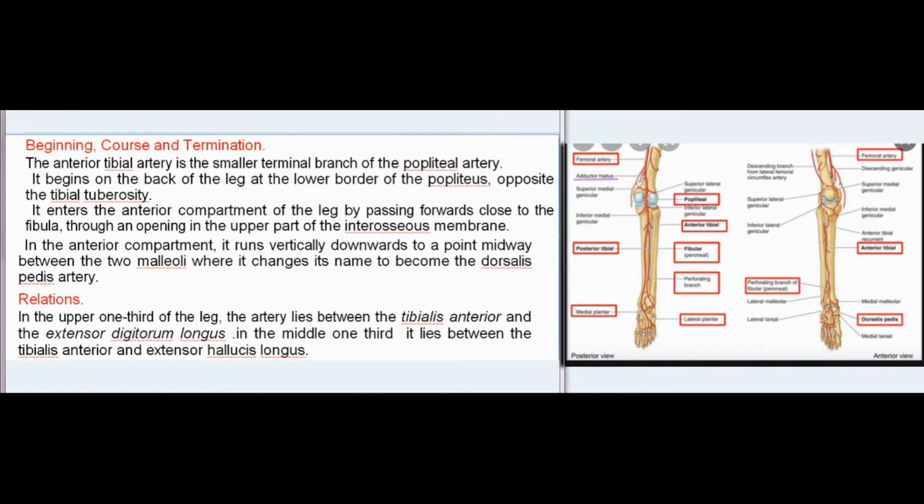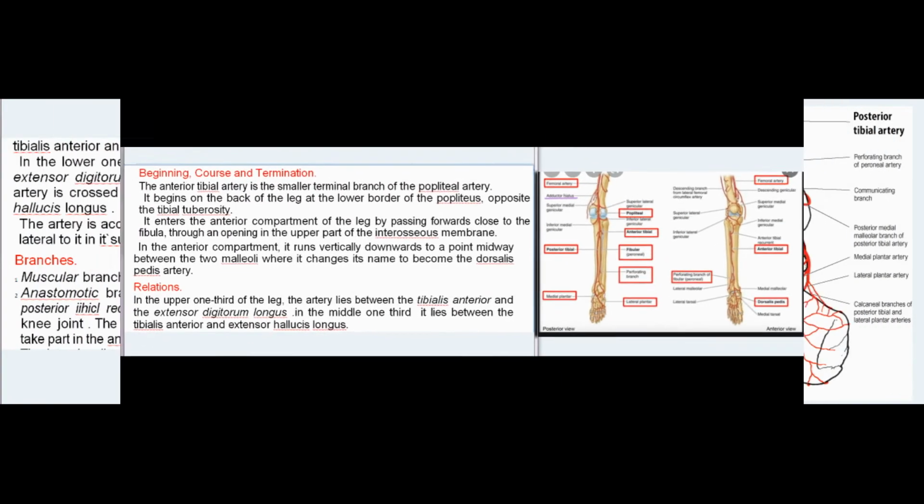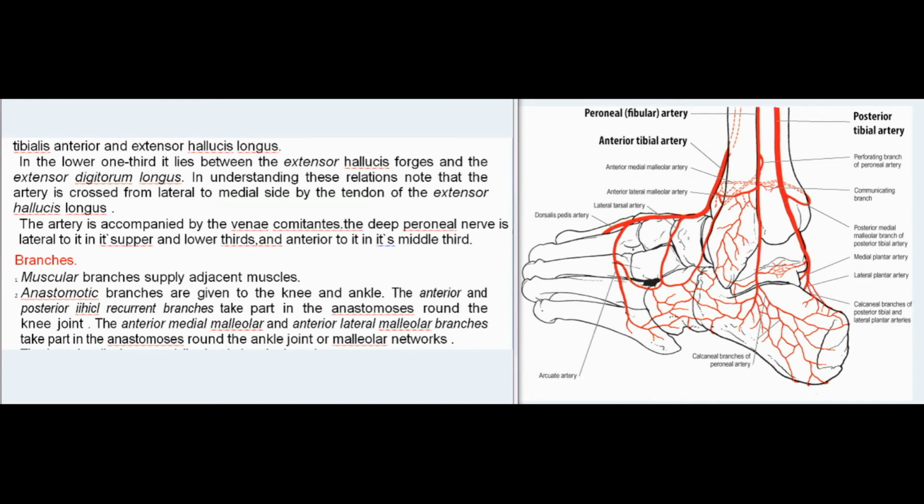Relations. In the upper one-third of the leg, the artery lies between the tibialis anterior and the extensor digitorum longus. In the middle one-third it lies between the tibialis anterior and extensor hallucis longus. In the lower one-third it lies between the extensor hallucis longus and the extensor digitorum longus. In understanding these relations, note that the artery is crossed from lateral to medial side by the tendon of the extensor hallucis longus. The artery is accompanied by the vena comitans. The deep peroneal nerve is lateral to it in its upper and lower thirds and anterior to it in its middle third. Branches. 1. Muscular branches supply adjacent muscles.